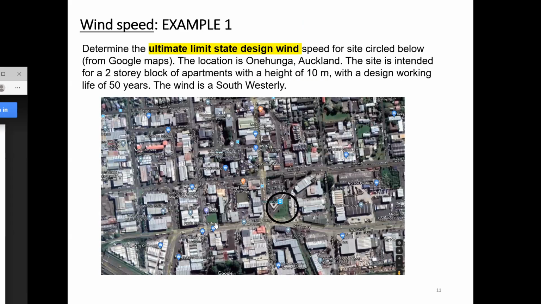So here's an example. Determine the ultimate limit state design wind speed for the site circled below from Google Maps. The location is Onehunga, Auckland. The site is intended for a 2-story block of apartments with a height of 10 meters and a design working life of 50 years. The wind is a southwesterly.